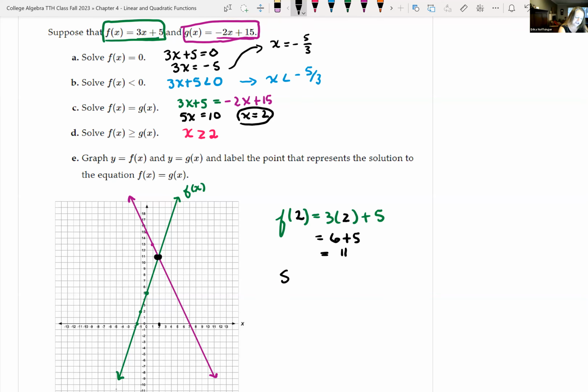So our solution, when f of x is equal to g of x, is at the point (2, 11).